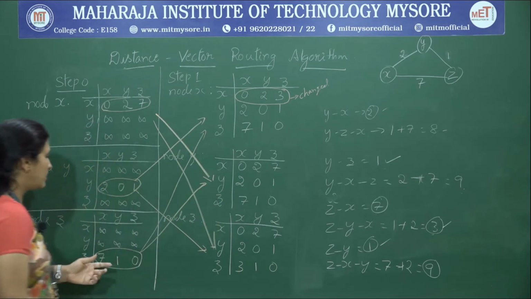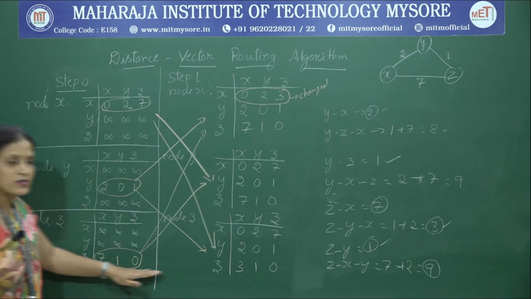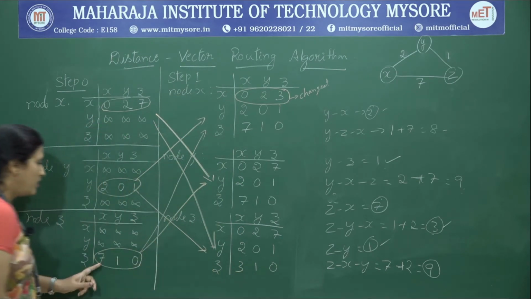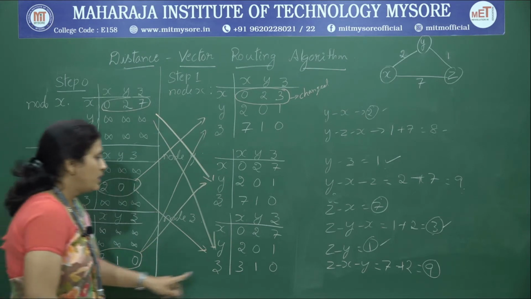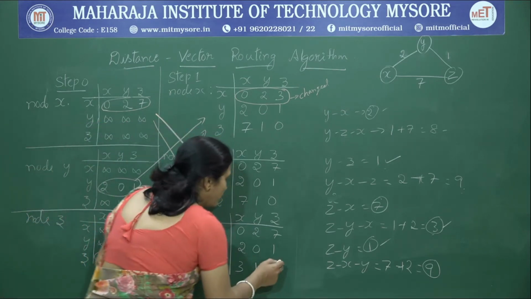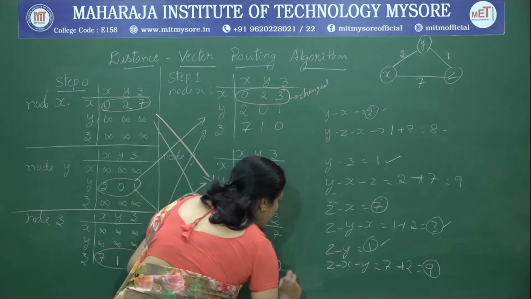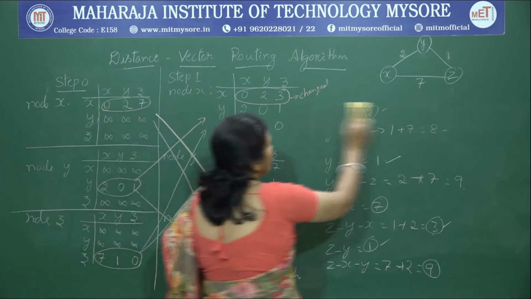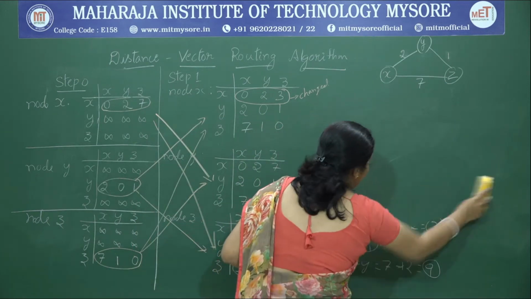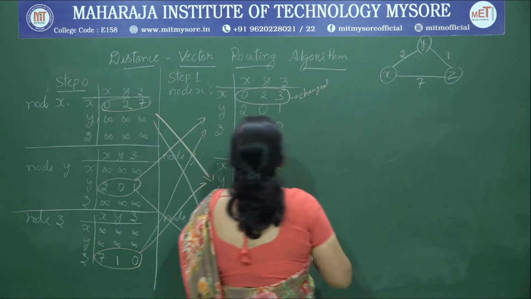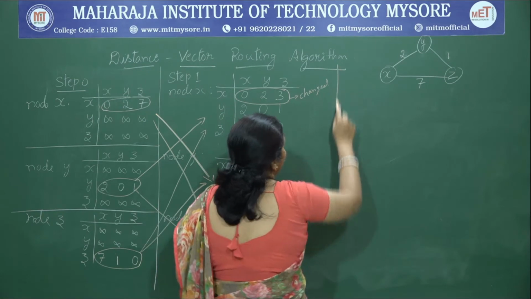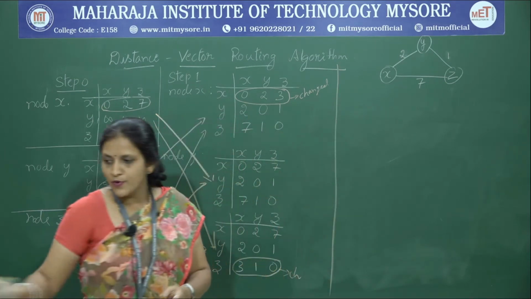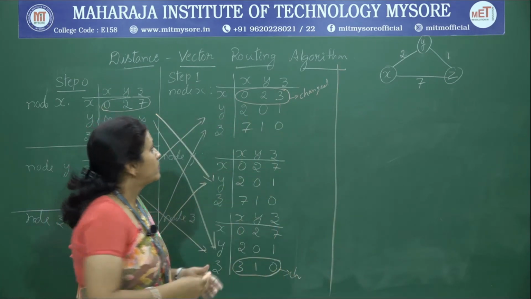So, now looking at the distance vector at step 0 and step 1 for z, it was 7 1 0. Now, it has been updated to 3 1 0. So, this is also changed. What should we do in the next step? In the next step, whatever changes happened are going to be propagated.